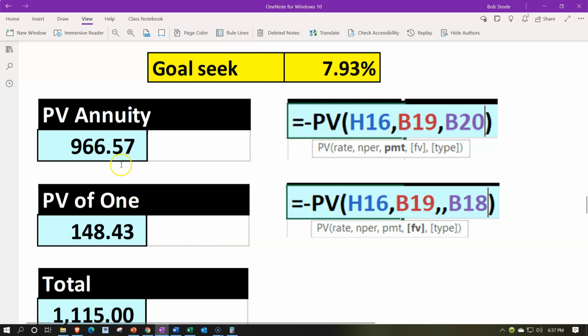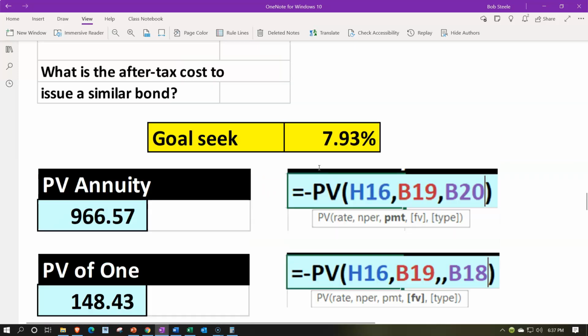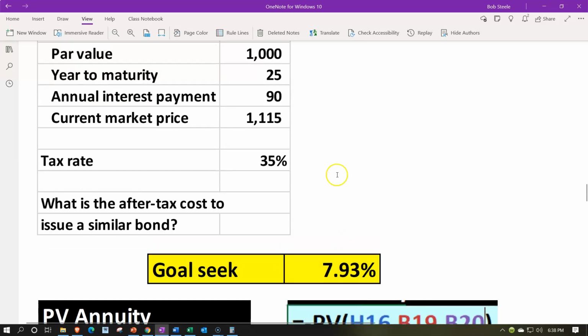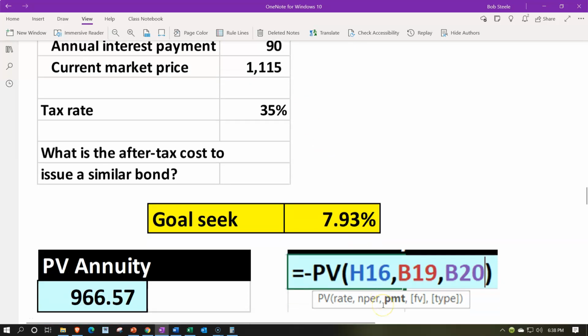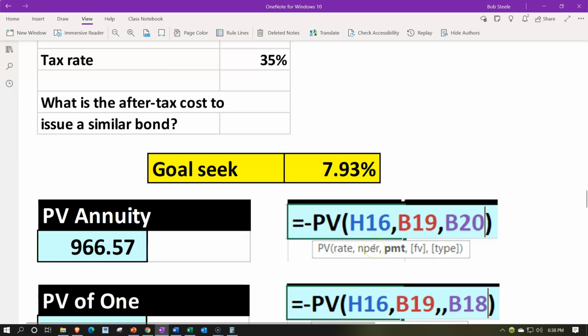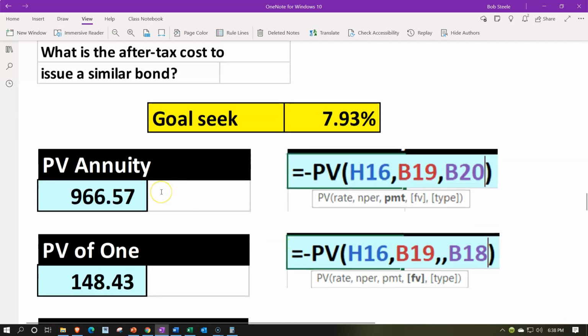So we've got the present value of the annuity, which would be the present value of the rate. The rate then is this amount that we're just going to make up first, and then we would change it to what it needs to be, comma, number of periods, which is going to be the 25, comma, the payment, which is going to be 90 on the payment. And that will then give us our present value of the annuity, 966.57.